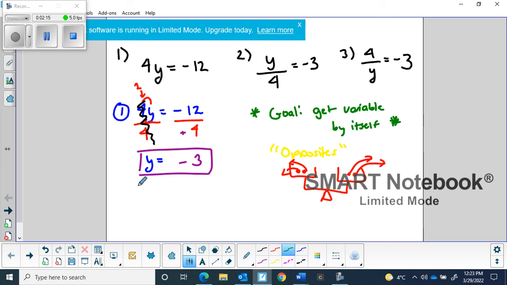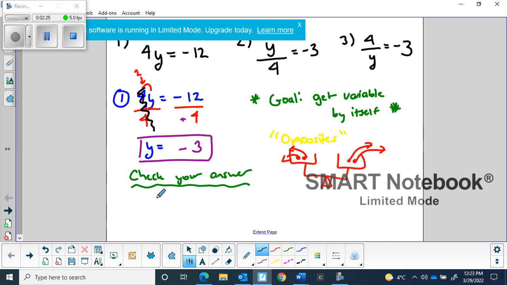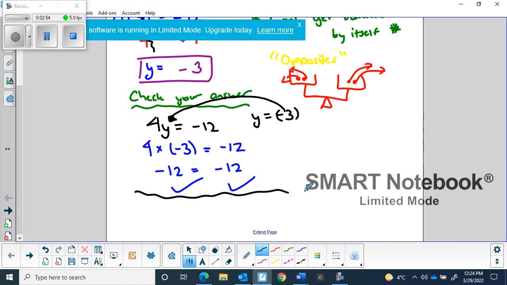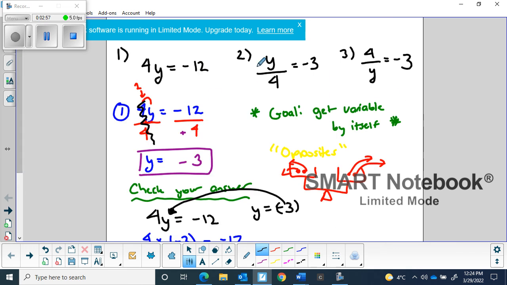And then you can actually check your answer. I use the method called substitution. I take my original equation, 4y equals negative 12, but now I know that y is equal to negative 3. So I'm going to put in negative 3 for the y. It's 4 times whatever y is, so 4 times negative 3, and we see if that's going to equal negative 12. 4 times 3 is 12, positive times negative is negative. Both sides equal the same amount. It means that we did it correctly. And that's how you can check all your answers. You just substitute in the value you get for the letter and see if it gives you the same number.